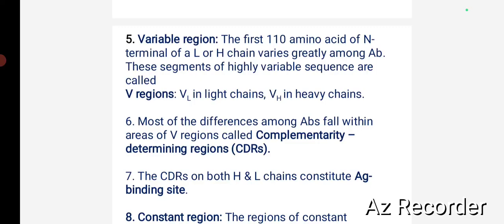Next one, most of the differences among antibodies fall within areas of the V regions called complementary determining regions, otherwise called CDRs. CDR means complementary determining region, which is for antigen binding sites. The CDRs of both the heavy and light chain constitute the antigen binding site.